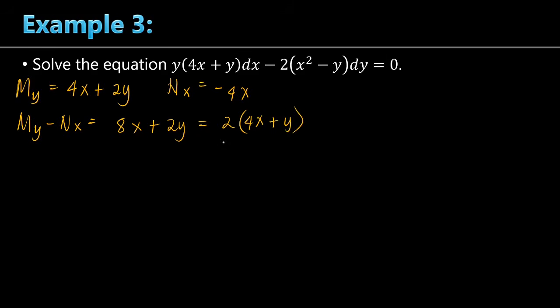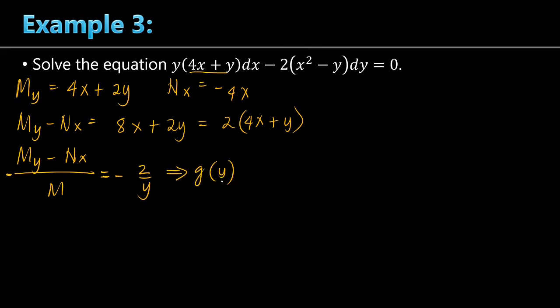Ang sunod na gagawin is divide mo yan ng either m or n. Pansinin mo ito, magkagaya sila. So, sigurado ako, pa-divide ko ay m. Diba? Divide natin. My minus nx over m. Kapag ang divisor ay m, dapat may negative. Ayun. Equals negative of, i-divide ko niyan. So, magka-cancel to. Negative of 2 over y. Okay. So, this is now my g of y.